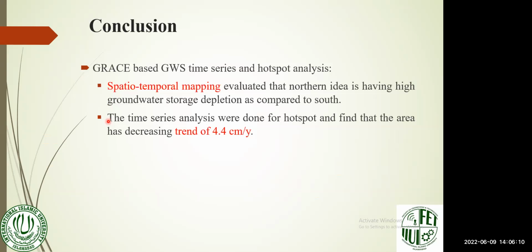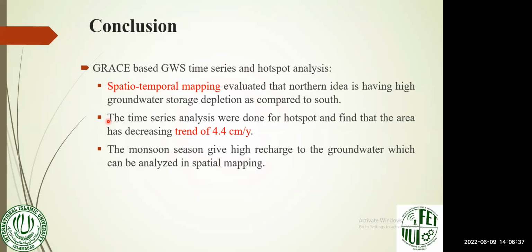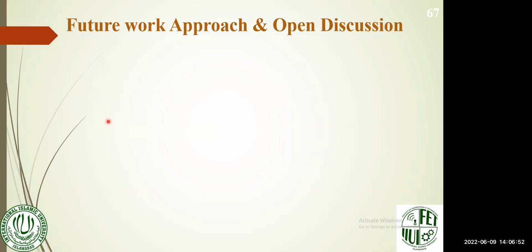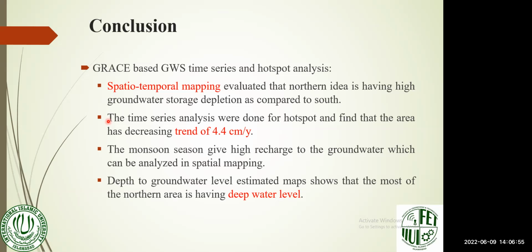So the conclusion for this case study was that the GRACE-based GWS time series hotspot analysis has been done. The spatial temporal mapping evaluated that northern India is having a high groundwater storage depletion as compared to the southern part of India. Time series analysis was done for the hotspot and found that the area is decreasing with a trend of 4.4 centimeter. The monsoon season gave a high recharge to the groundwater, which is analyzed by the spatial mapping, and the depth to groundwater level estimated shows most of the northern area is having a steep water level. So basically we have discussed the overall measurement of the groundwater resources.